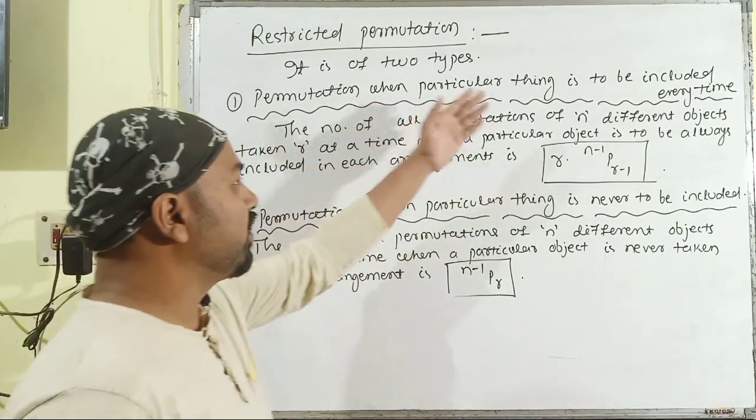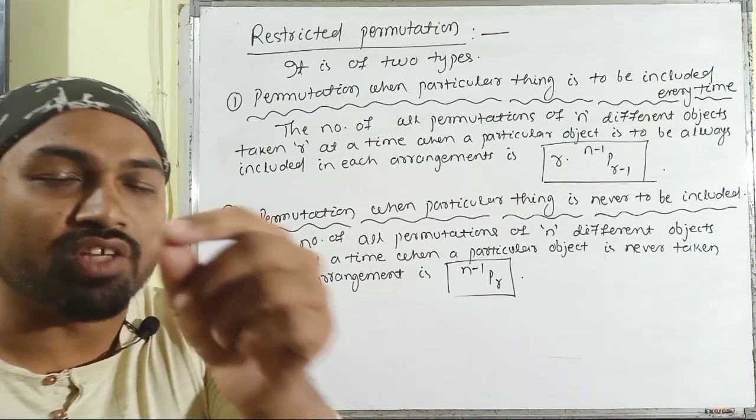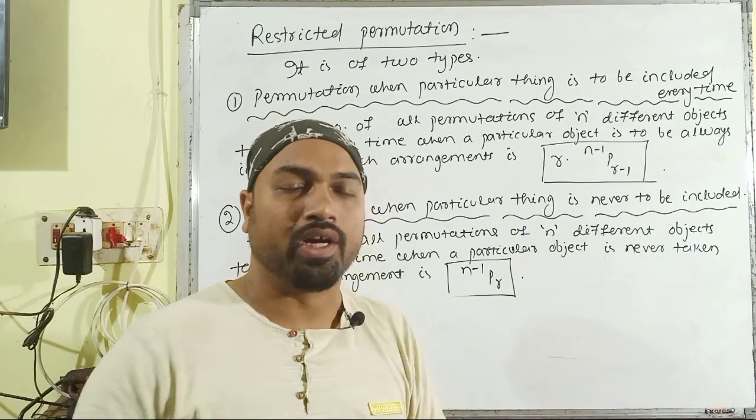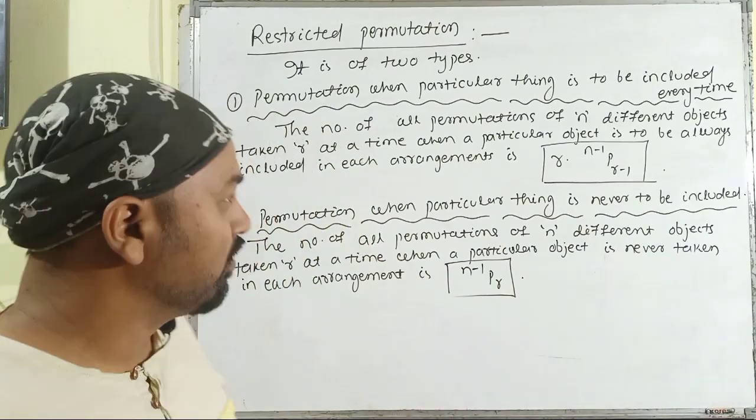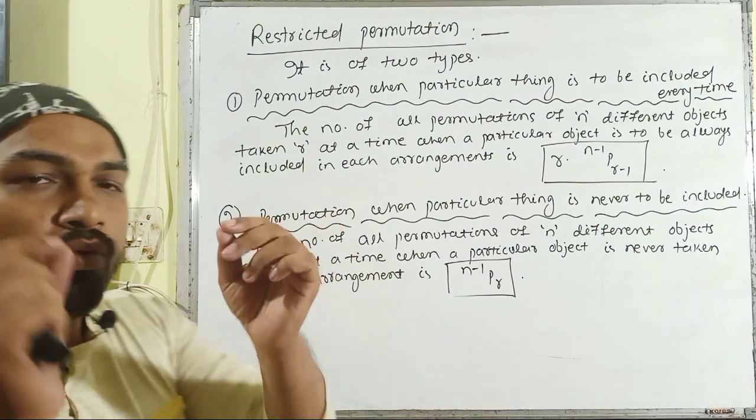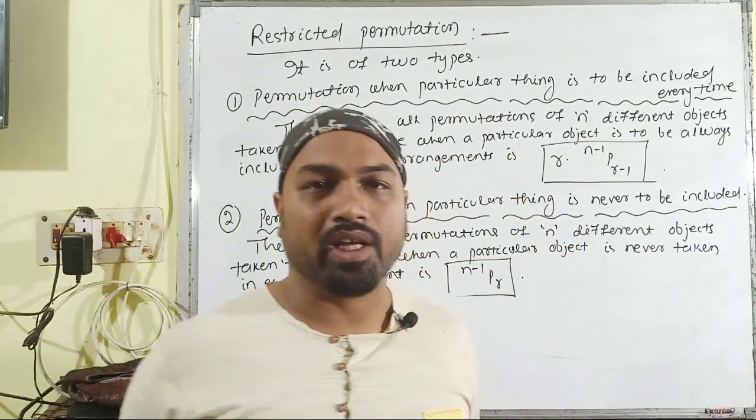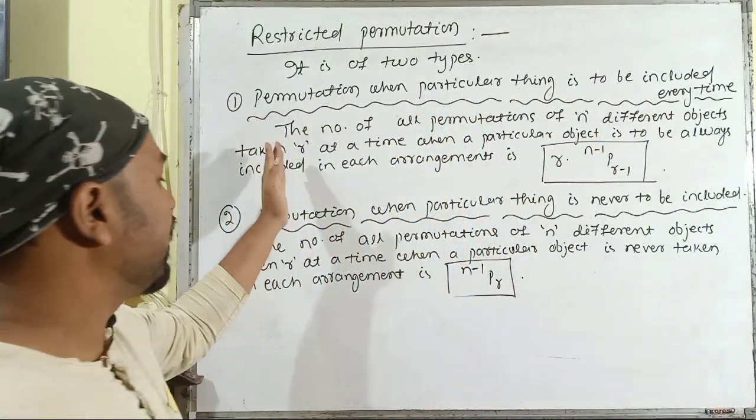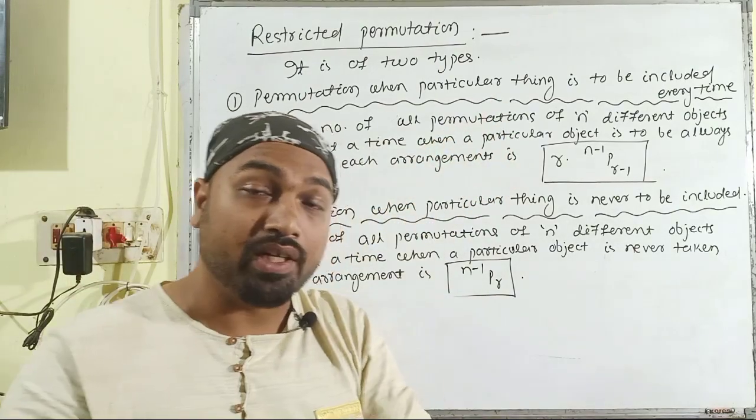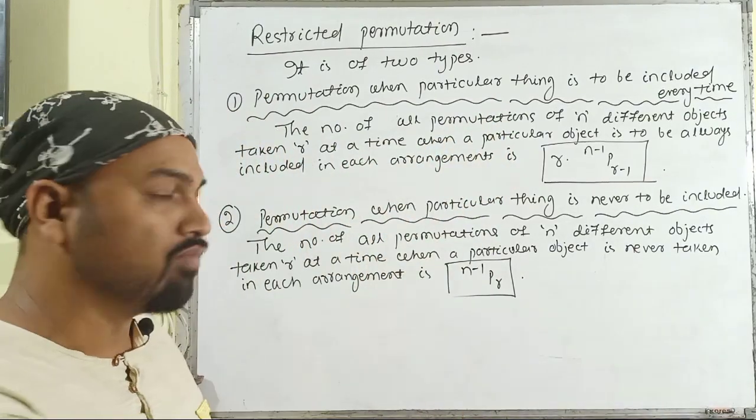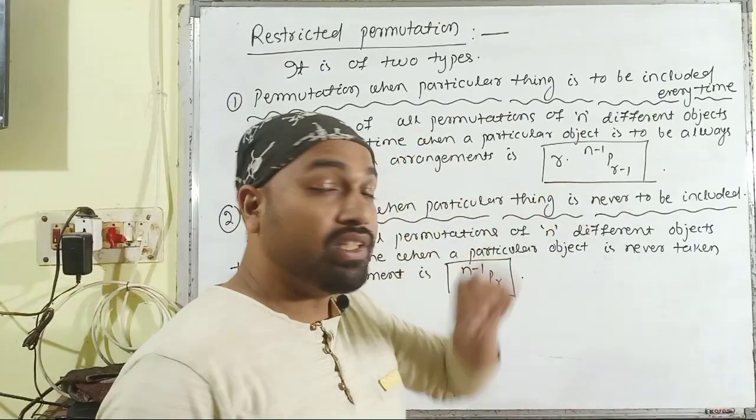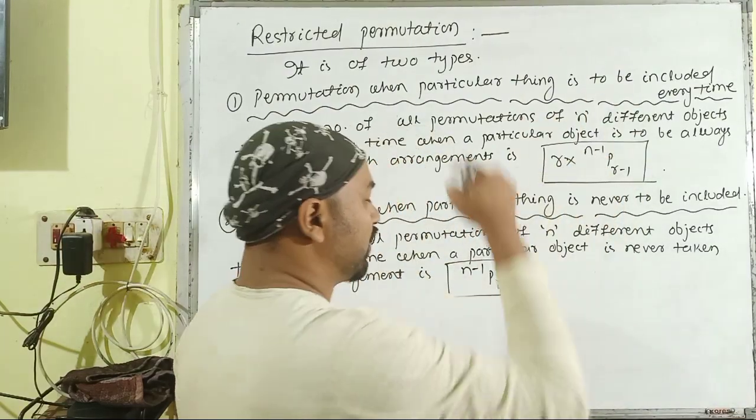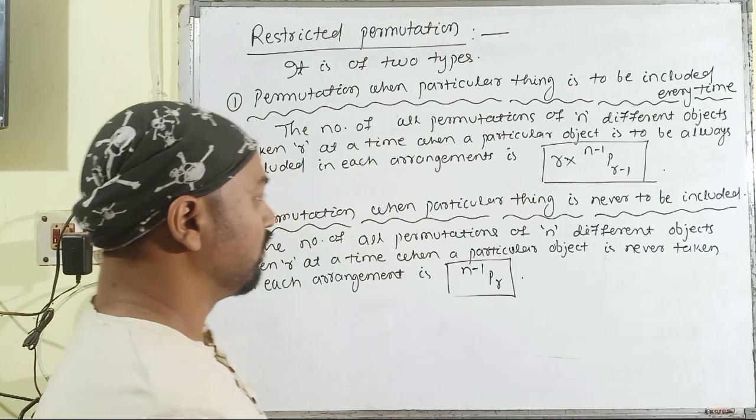The first case is permutation when a particular thing is to be included every time. And in the second part, permutation when a particular thing is never to be included, that means it is avoided each and every time. So in the first part, when a particular thing is to be included in the permutation, the number of all permutations of n different objects taken r at a time, when a particular object is to be included in each arrangement, is given by r multiplied with the permutation of n minus 1 taking r minus 1.